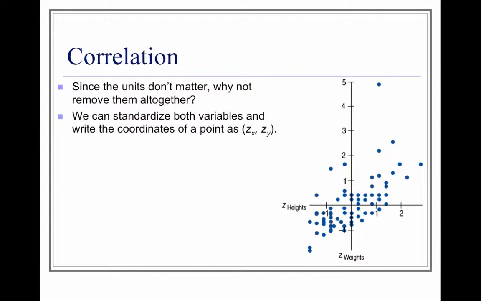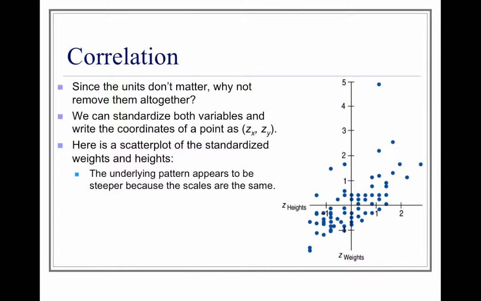When we standardize the data, both variables become z-scores. So you have your z-scores of your x and your z-scores of your y. So the coordinate points become z-score x, z-score y. On the right, we have a scatter plot of the standardized weights and heights. And when we standardize the data values, we're actually able to see that the underlying pattern appears to be more steep. And we can see this because our scales are now the same. We now can keep things on the same scale, which makes seeing the pattern a lot easier. And it also gives us a better idea of the actual strength.